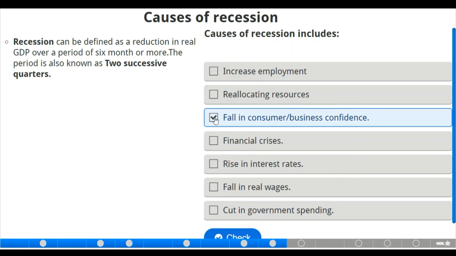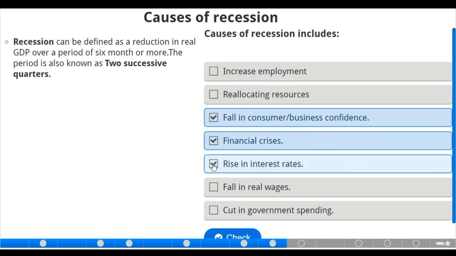Now we have the financial crisis. Of course, when there's a shortage of liquidity, banks also reduce what? And when they reduce lending, of course, it will also reduce the demand. And we have the rise in interest rate. Of course, increases in the cost of borrowing also reduce what? Reduce demand.